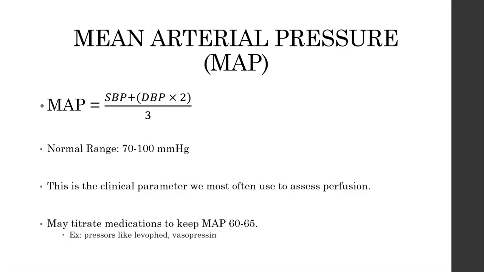So when we see drops in MAP, that means we aren't perfusing. If you have a patient with a MAP of less than 70, they're probably not perfusing as well as they need to be. I will say from an ICU standpoint, we do not want MAPs less than 60. 60 to 65 is usually our goal. And you will see pressors like Levophed, vasopressin, neosynephrine. When we start putting patients on pressors, we titrate those to an end MAP goal, meaning we want our MAP to be 60 or 65 or greater.